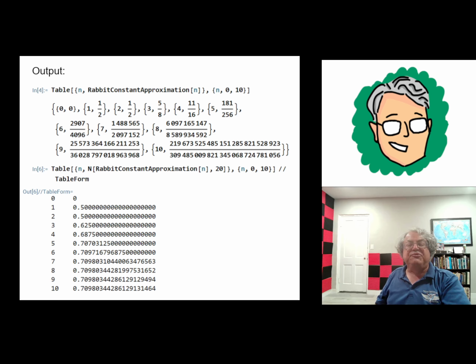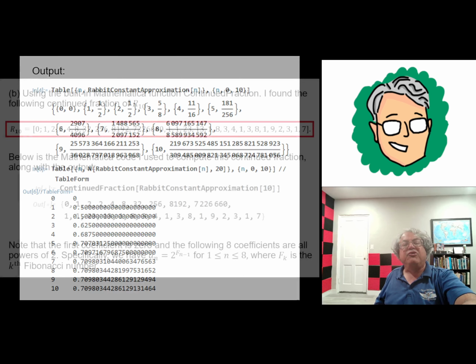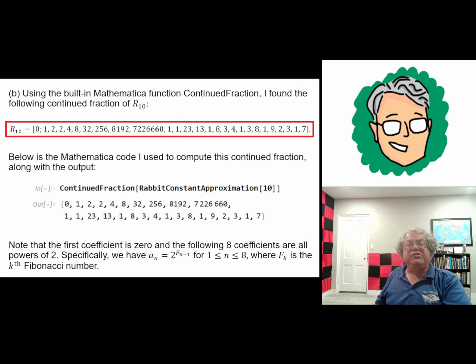And at the bottom of this slide, I computed the decimal approximations. And already, I think R sub 9 is almost correct up to 20 digits. I think it's correct up to 18 digits. So the last two digits of R9 are 9-4, and then the last two digits of R10 are 6-4, but all the other digits are the same. So, these do converge very rapidly. And that's part A. And then for part B, I asked for the continued fraction of R sub 10.